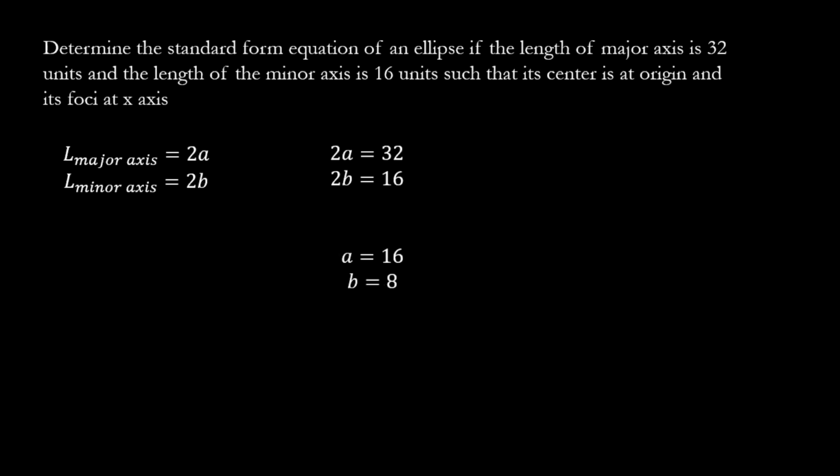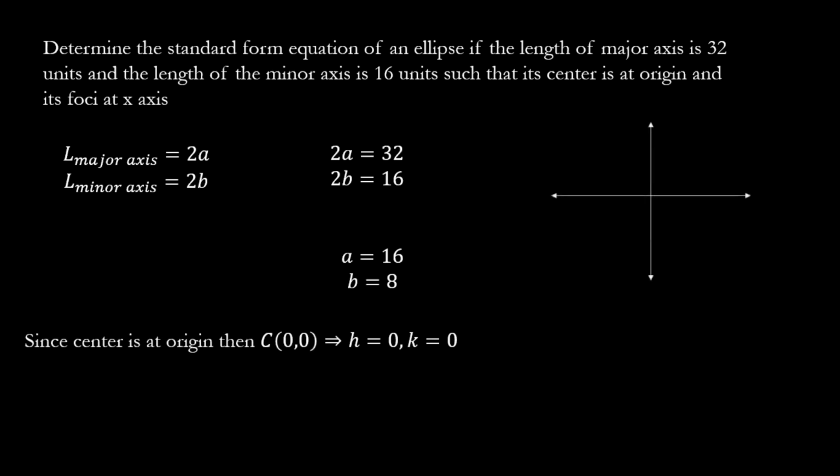Now, as you can see, sabi dito, center is at origin. So, therefore, yung center niya is at origin, that is (0, 0). Then, h is equal to 0 and k is equal to 0. Okay? Now, sabi dito pa, its foci at x-axis. Now, gawa tayo ng Cartesian plane. Okay? And we have center at origin. Okay? Sabi, ang foci daw ay nasa x-axis. Remember, ang x-axis is yung horizontal axis. Okay? So, ito siya. Yung dalawang point na yan, siya yung foci ng ellipse.